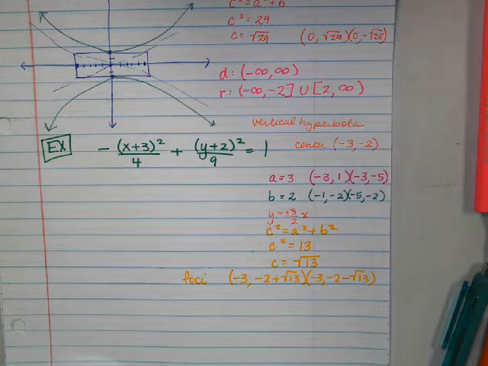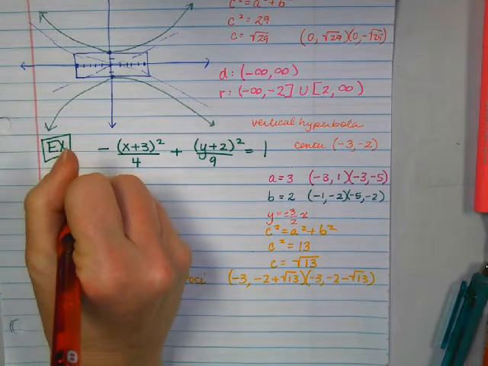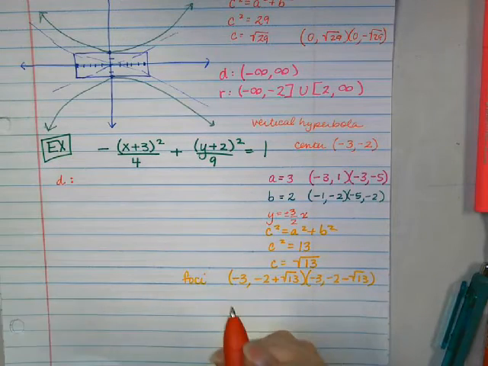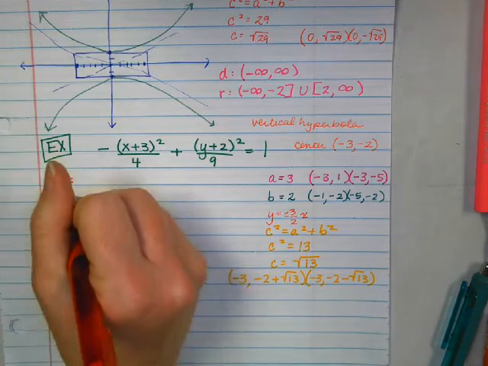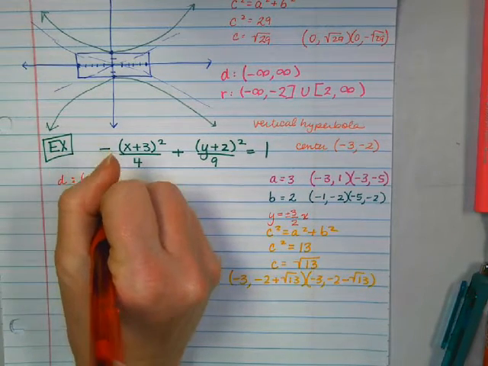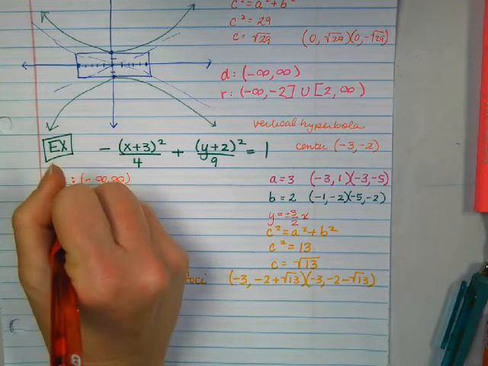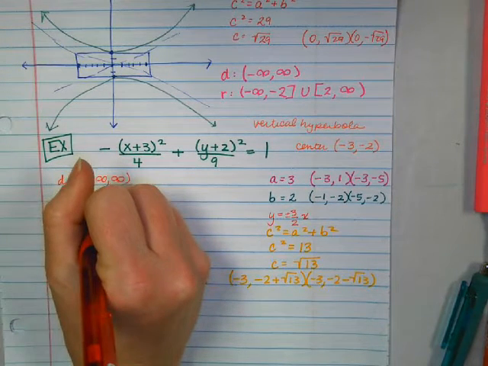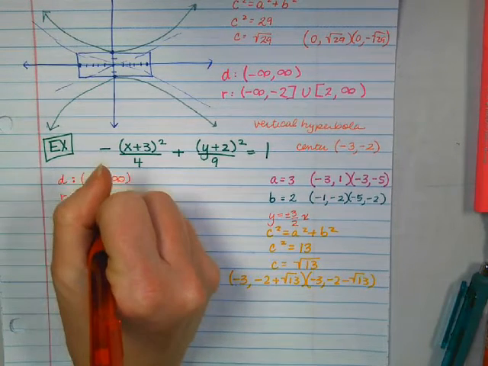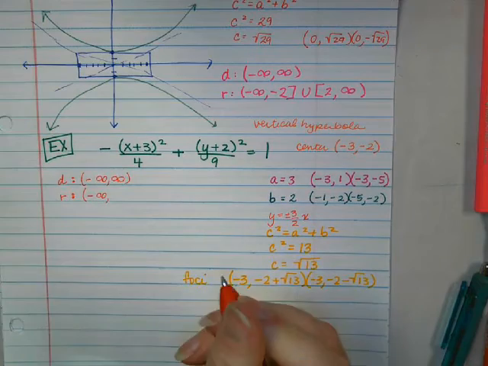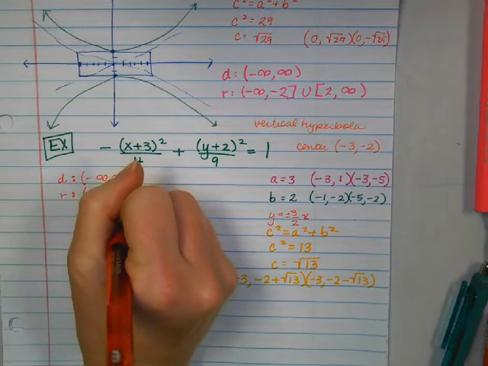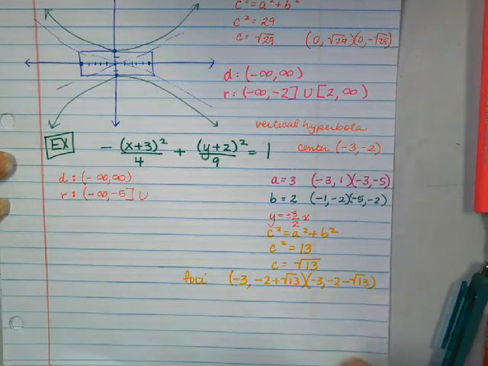So, let's see. Question: without graphing it, can you give me the domain? It's still going to be negative infinity to positive infinity. And what about the range? Negative infinity to -5. Good. With a bracket and then a union, then 5 to positive infinity.